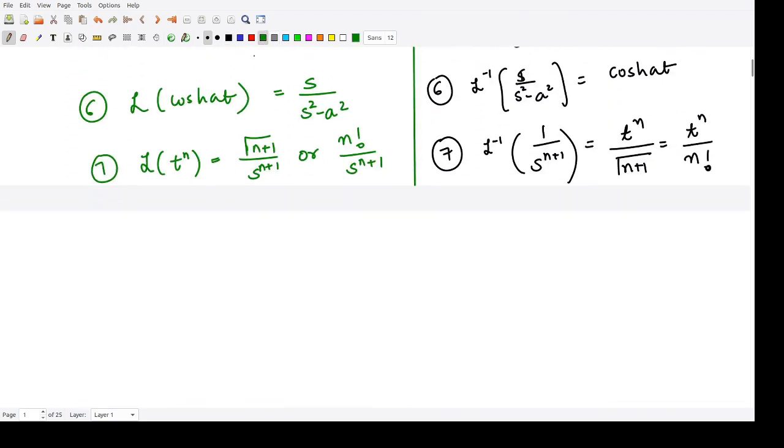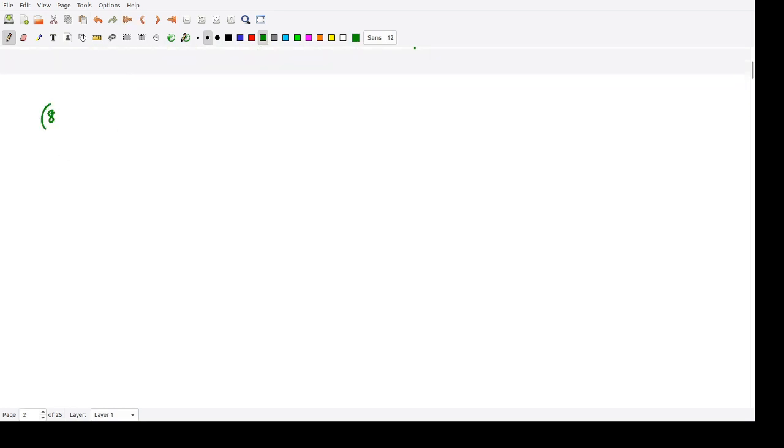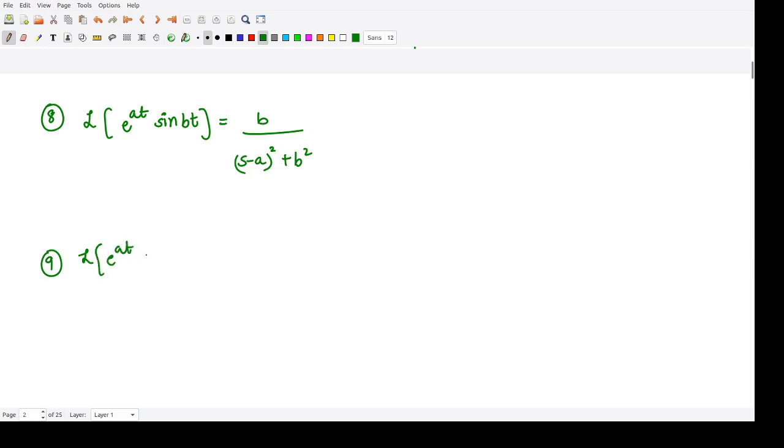So we also know the Laplace transform, using this shifting property, of e to the power at sin bt. This is equal to b divided by s minus a whole square plus b square, and then you know the Laplace transform of e to the power at sin hyperbolic bt. This is equal to b divided by s minus a whole square minus b square.